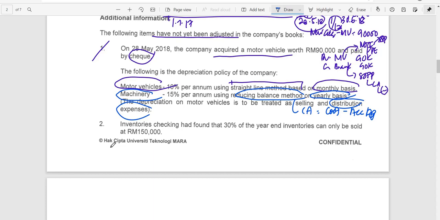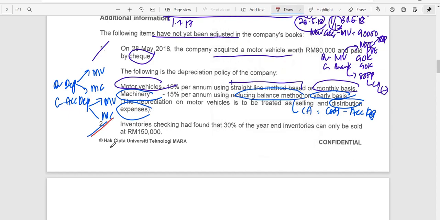And after we have got the workings, we are going to debit depreciation and credit accumulated depreciation respectively to the account, which is motor vehicle and machinery. Here also the same, motor vehicle and machinery. But we need to go and calculate. We'll do that in a short while. Now we look at number 2.